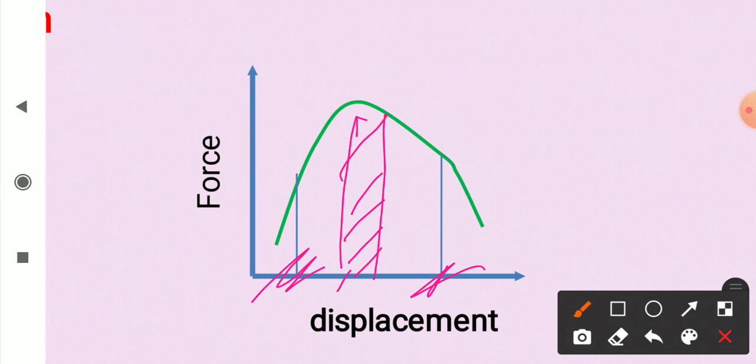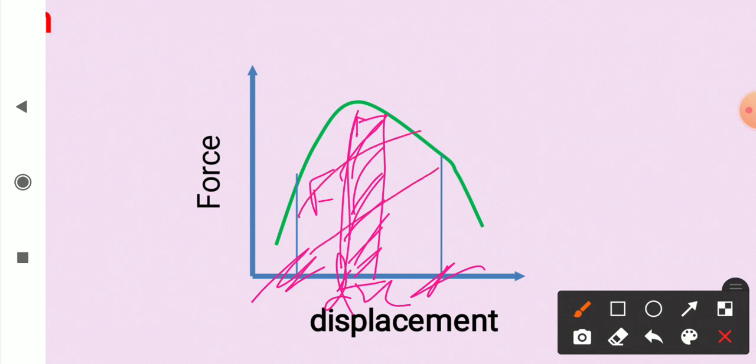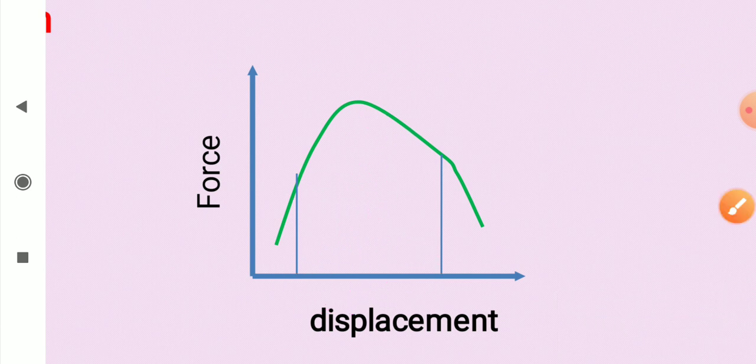And when the strips are very thin, say dx, and this is force, then force into displacement, length into breadth will give area of this thin strip. So area of the strip will give you work done, and adding all such thin strips, you will get the total work done as area under this graph. So let's see what happens.